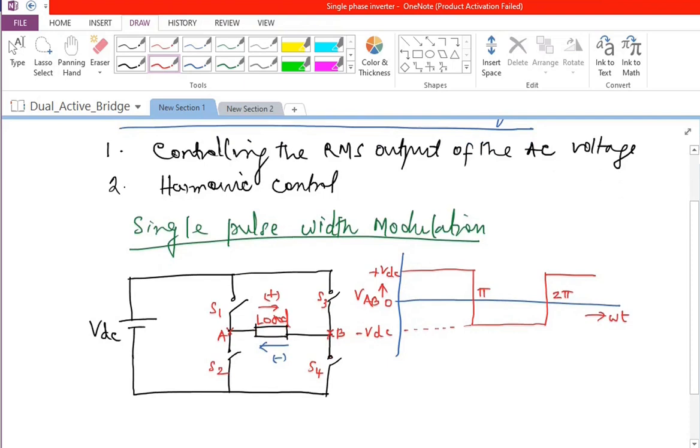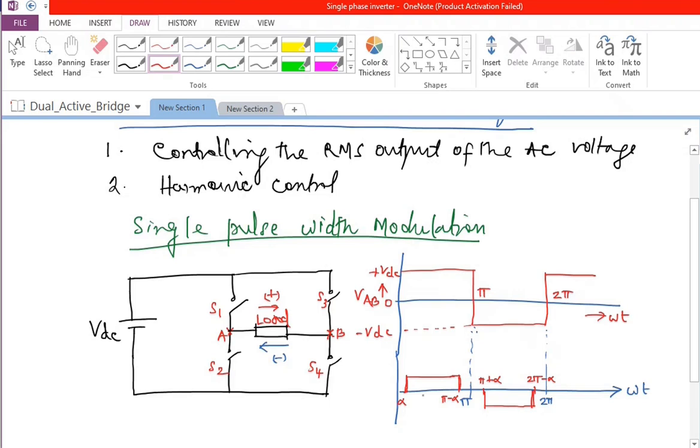If we are using single pulse width modulation technique, then we can look at it this way. If this is omega t, and this is pi, and this is 2 pi, we are going to fire S1 and S4 at an angle alpha, and allow them to continue to conduct until pi minus alpha. So this is alpha and this is pi minus alpha. Similarly, the point where the next pair is fired is pi plus alpha, and this is going to be 2 pi minus alpha. And we are going to have a waveform somewhat like this.